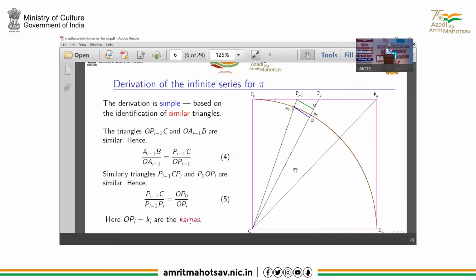Now you consider just some ith part, Pi and Pi minus 1. So this is a(i-1), this is b. So you just think of the intersection of this karna with the circumference. This is a(i-1), this is a(i).